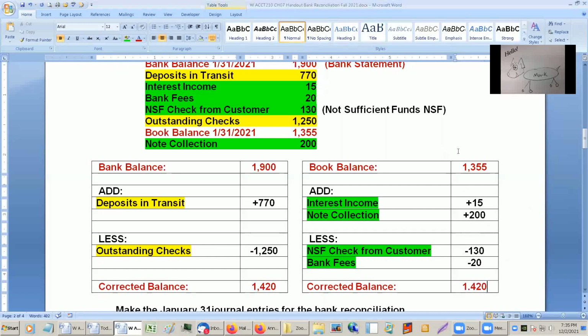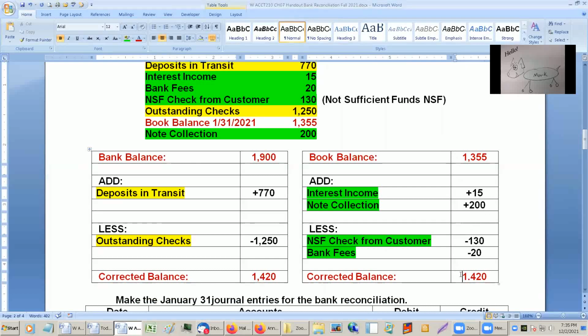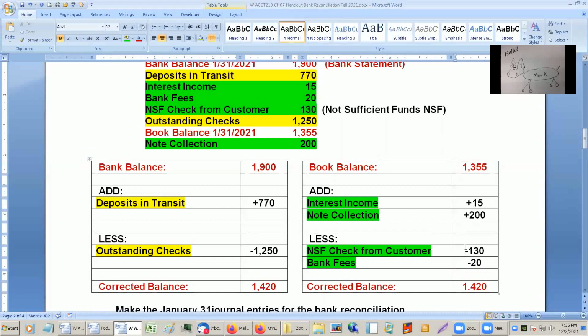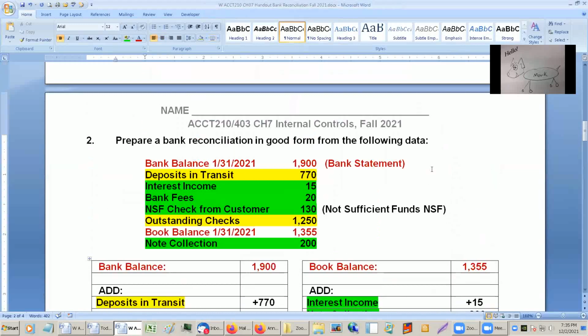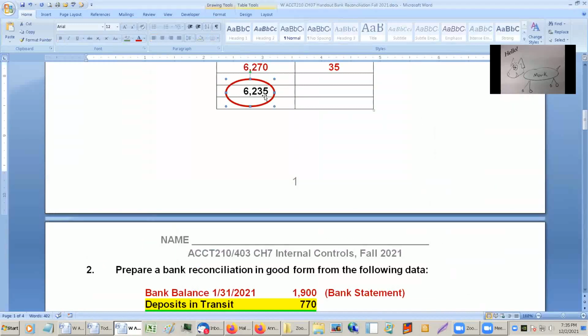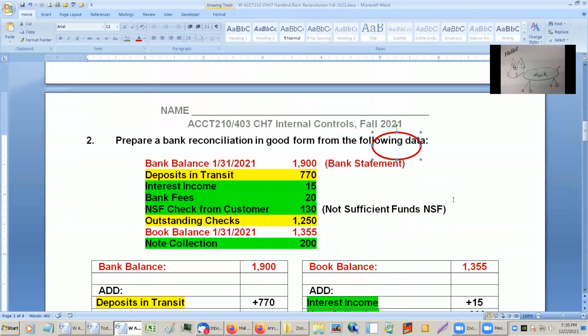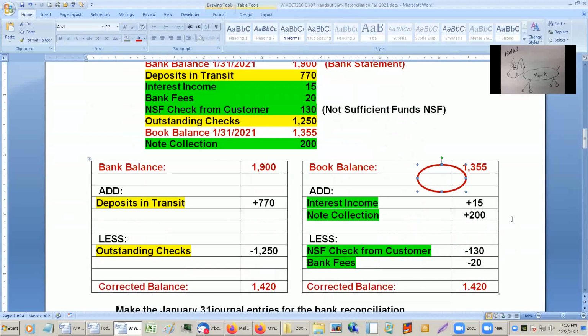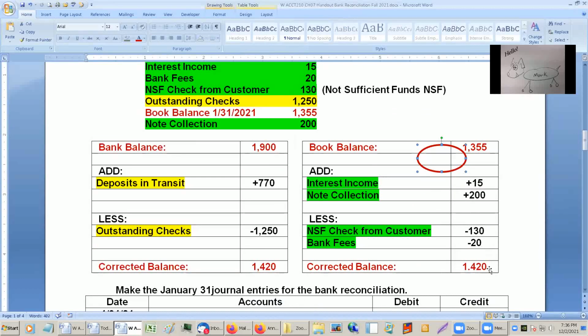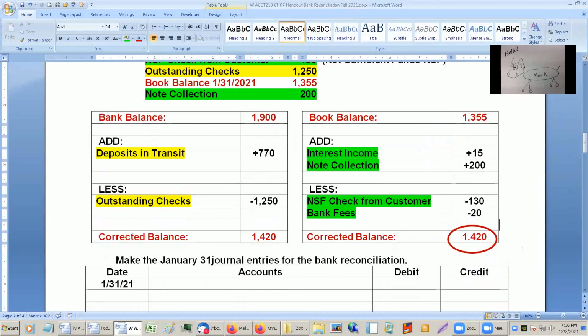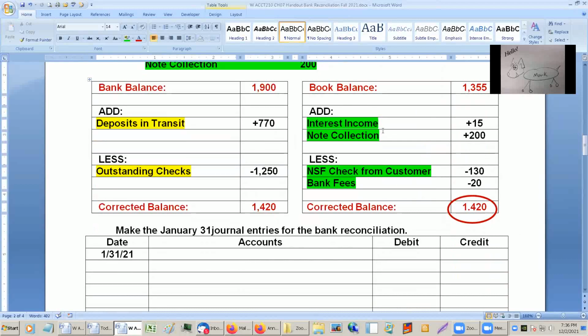I think you should have got a corrected balance of 1420. Yes. And so this is what we want our cash to be on our books, because that's how much cash we really have. And so we've got to make these journal entries here.